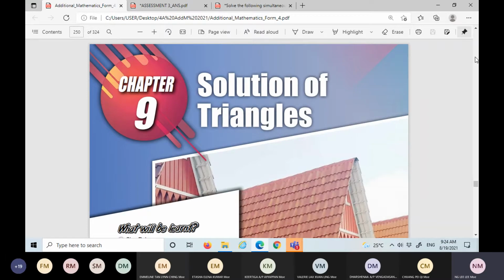altogether these four chapters are under the elective package. For this chapter, the solution of triangles is under application of science and technology. And your last chapter, index numbers, is under the application of social science.